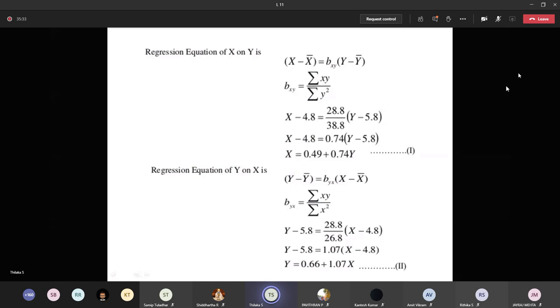But correlation is simpler than regression, because in correlation we have just a single formula. After calculating small x and small y, we just substitute and find the value, and the correlation ranges between minus one and plus one. If the correlation value is exactly plus one, both variables are highly related with each other. If one changes, the other also changes, and both move in the same direction.